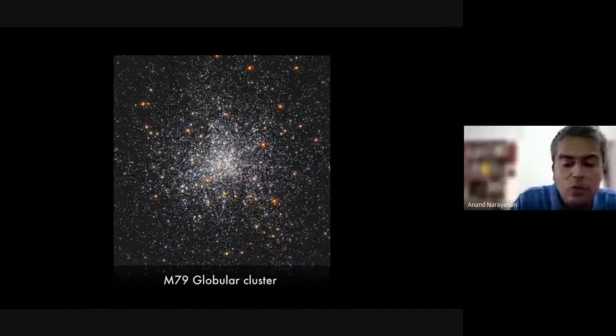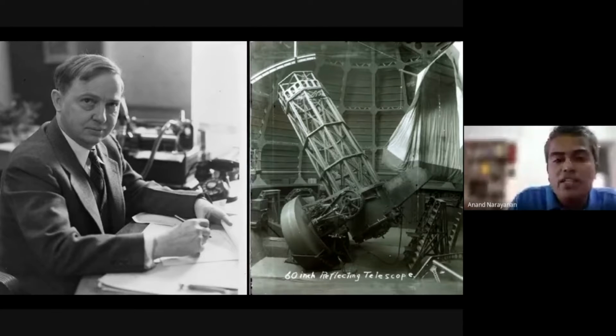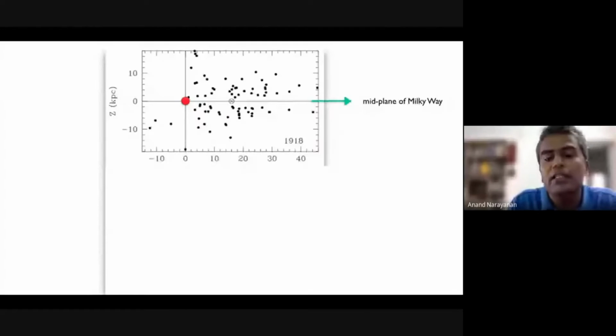So Shapley, using the 60-inch reflecting telescope, which was one of the largest telescopes back in the early 1900s, carefully measured the positions of globular clusters in our galaxy, and he plotted their positions. So what we are looking at here is a graph. I'll take you through this graph.